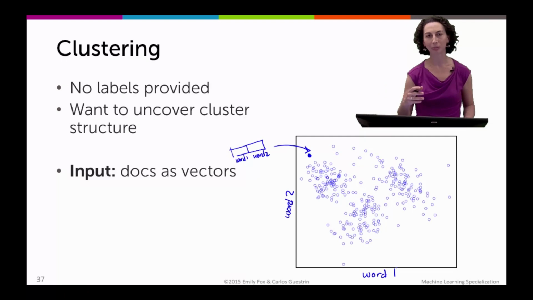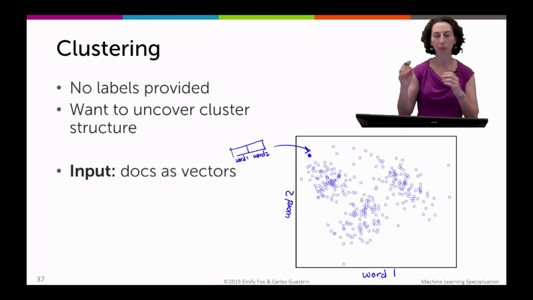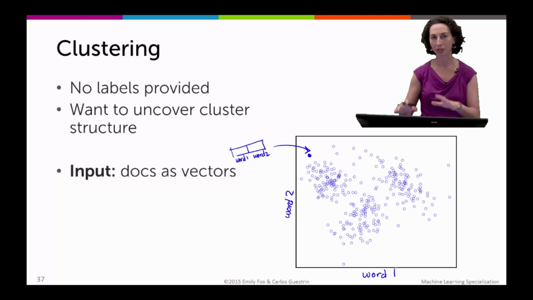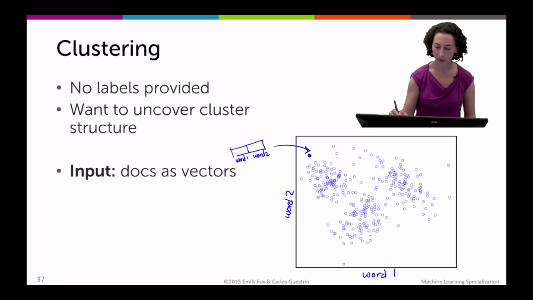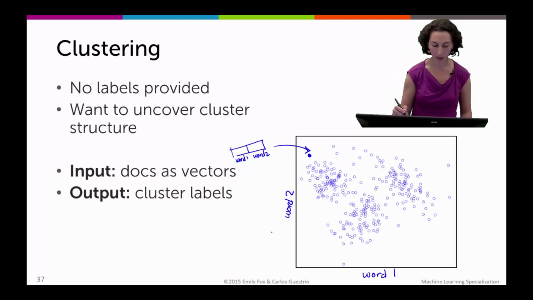Of course, remember that in reality, we tend to have very large vocabularies and we have these big high-dimensional vectors. So when we're plotting our observations, they're really in this high-dimensional space. But for visualization, let's just look at this 2D representation. So we have a whole bunch of documents here, all represented by their word counts over these 2 different words in the vocabulary. Okay, so that's the input to a clustering algorithm.